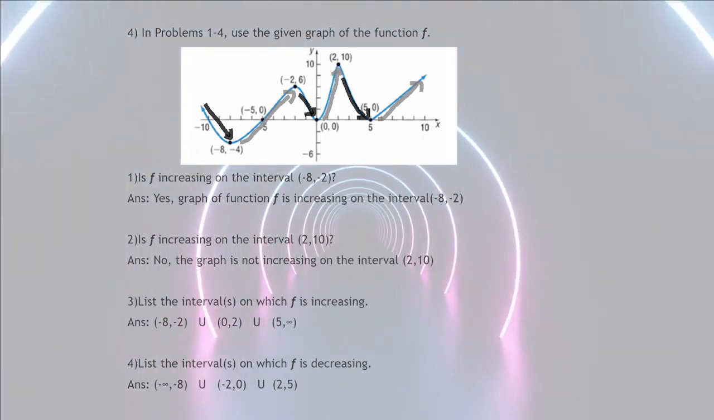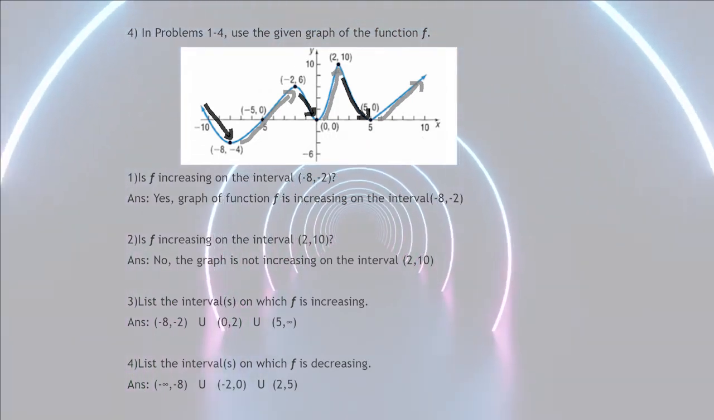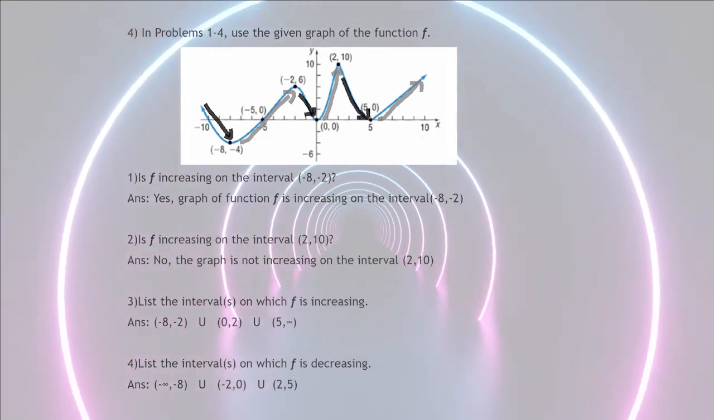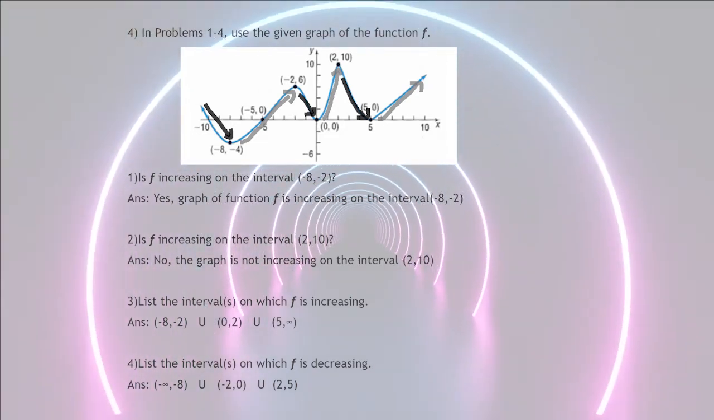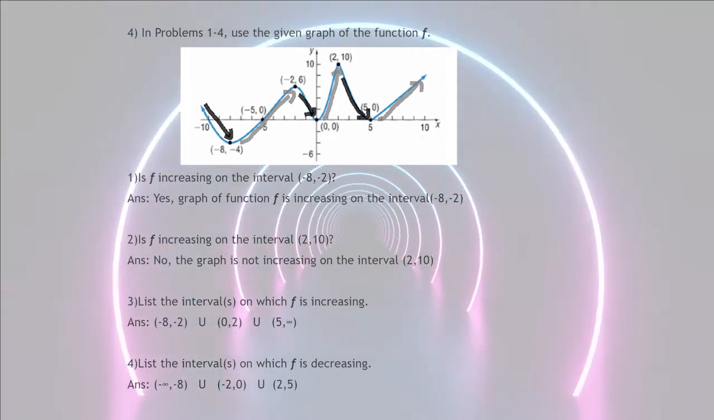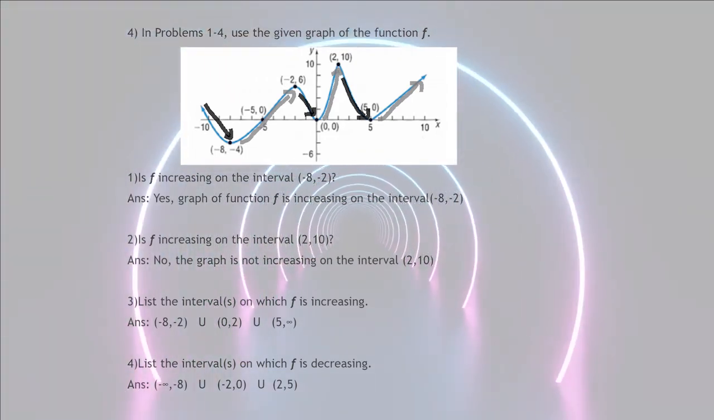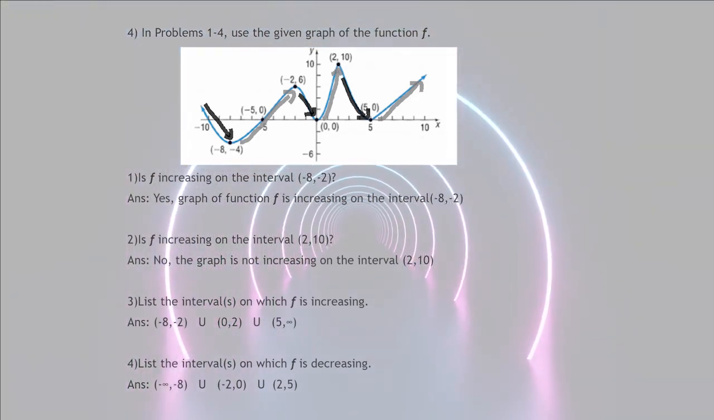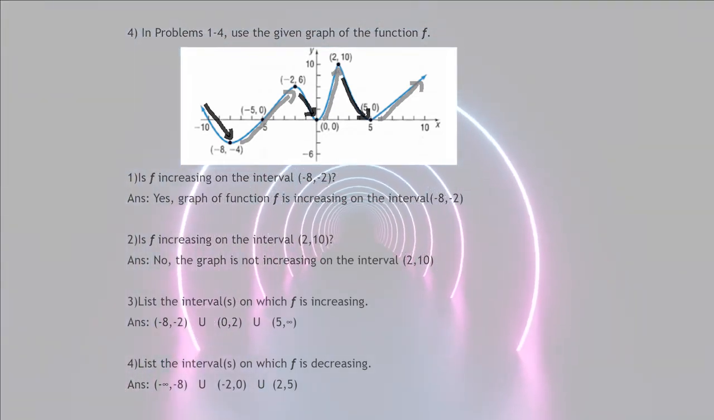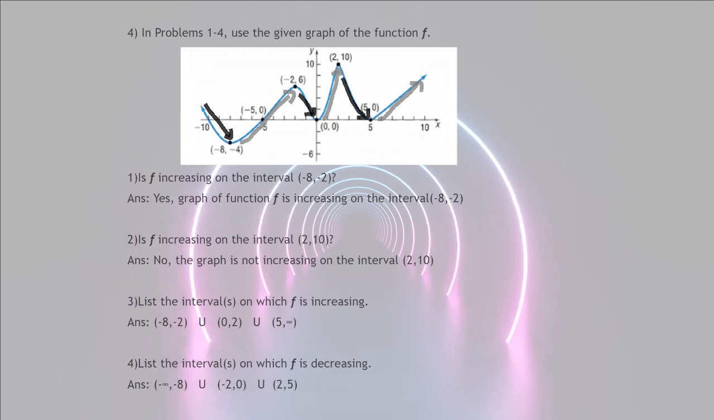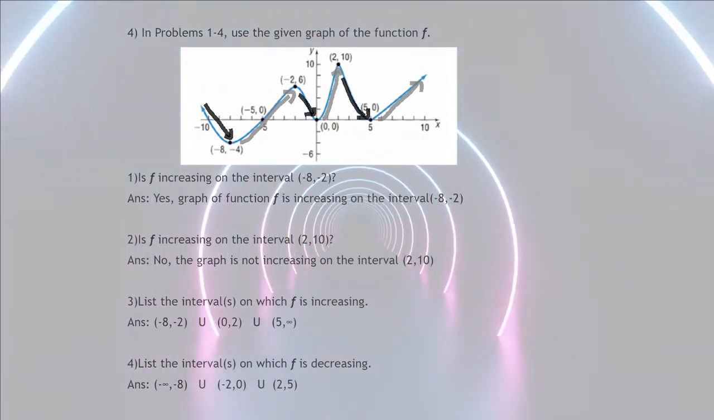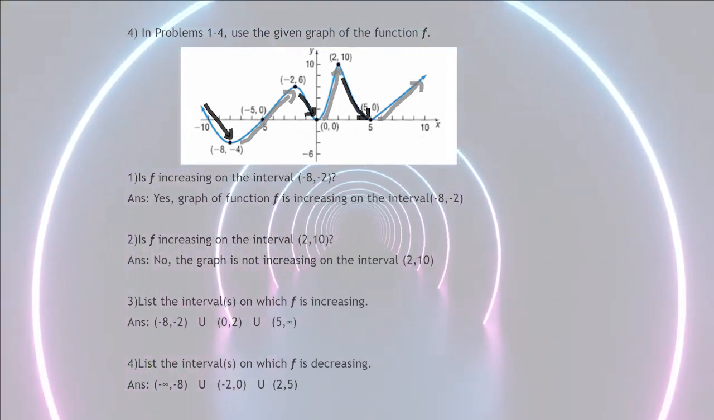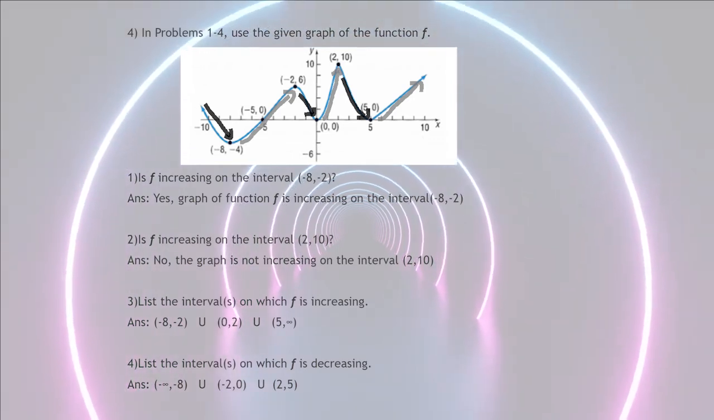It only increases from 0 to 2. So the answer is no, the graph is not increasing on the interval 2 to 10. For the third question, list the intervals on which f is increasing. If we see the increasing of f from left to right, it decreases first, then it increases from -8 until -2, then it decreases, then it increases again from 0 to 2, then it decreases, then it increases again from 5 to infinity. For the fourth question, list the intervals on which f is decreasing.